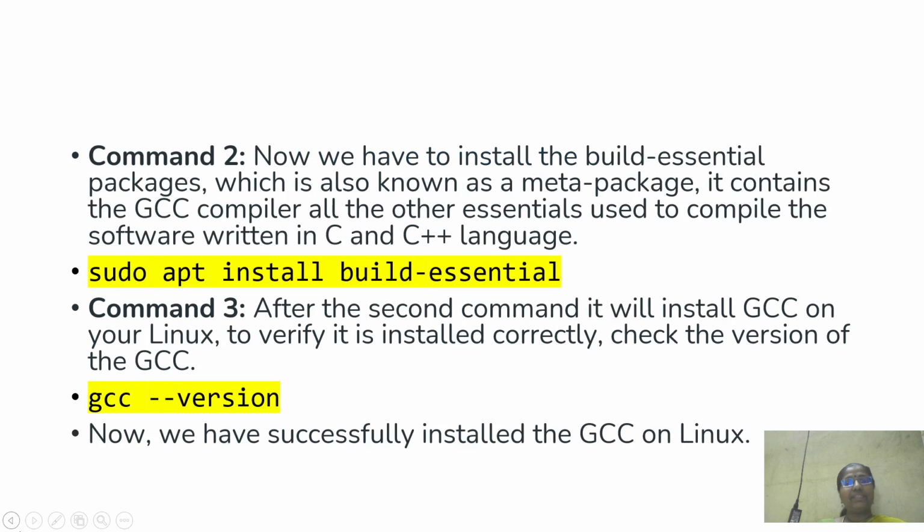After the second command, it will install GCC on your Linux system. To verify whether it is installed correctly, check the version of GCC installed in your system using the command gcc --version. Now you will get a screen, and after seeing this, you can see that we have installed GCC on Linux.